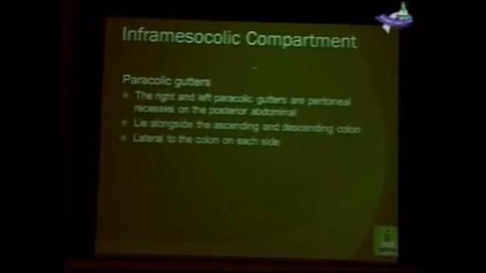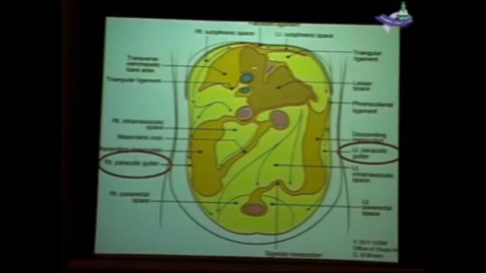The paracolic gutters, the right and left paracolic gutters, are peritoneal recesses on the posterior abdominal wall. They lie alongside the ascending and descending colon, right and left respectively, and lateral to the colon on each side. This is the right paracolic gutter in this area, and this is the left paracolic gutter.